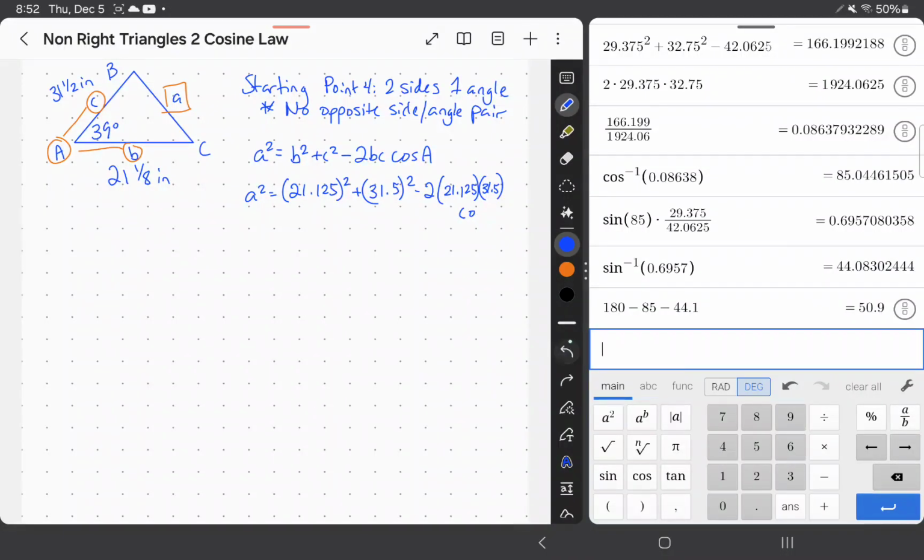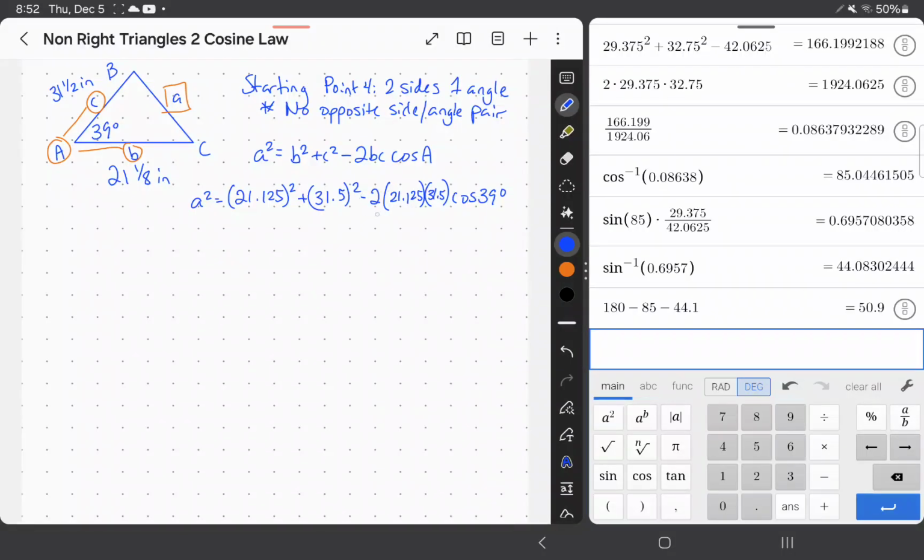Actually, I can do one better since I'm not on the whiteboard. I'll just move this all over a little bit. There we go. Now there's room, magically. Okay, so cosine of 39 degrees is going to be a decimal, so we can put that into the calculator.